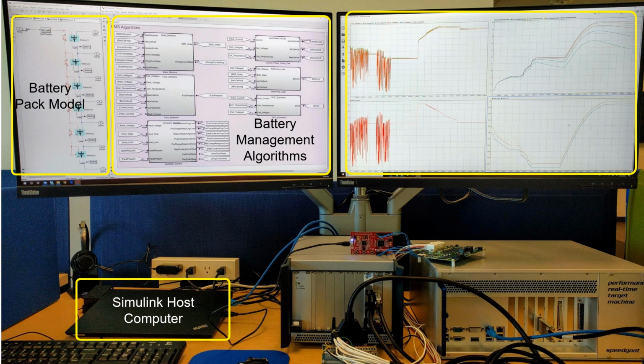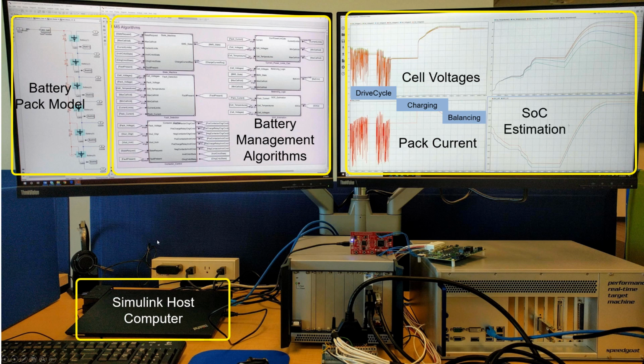Using desktop simulations, we can test BMS algorithm during different operating modes such as discharge during drive cycle, charging, and balancing during non-operation mode. Here we can see effect of battery current on individual cell voltages, state of charge, and cell temperature. We will study these models in detail in a few minutes.